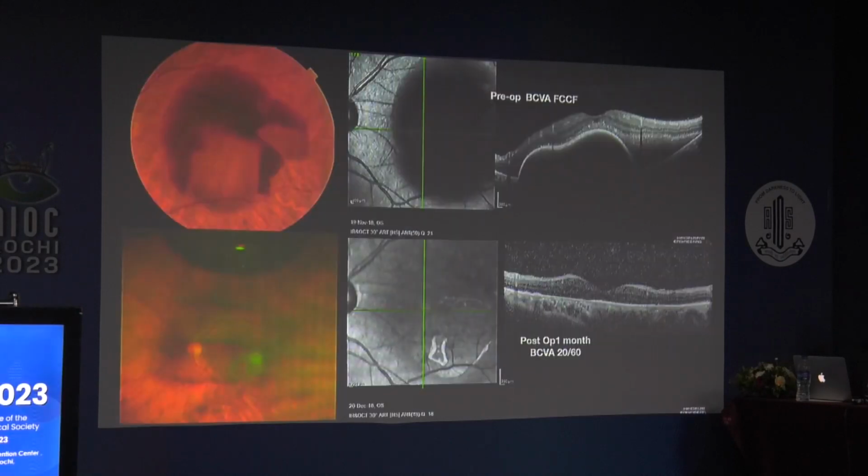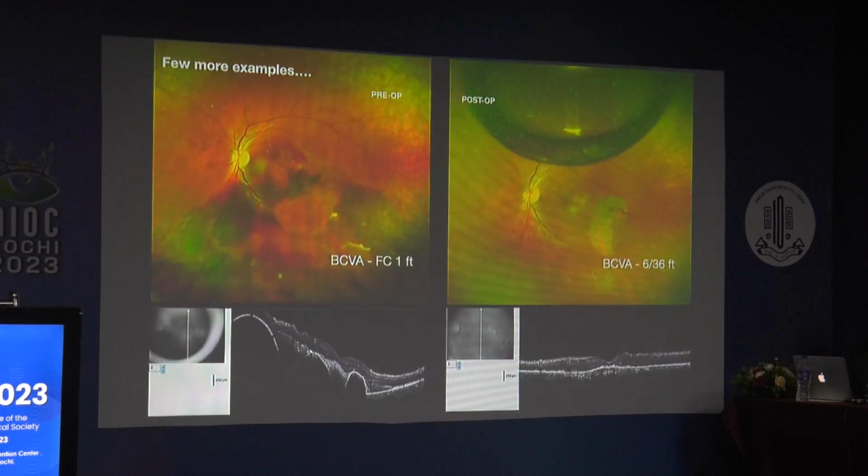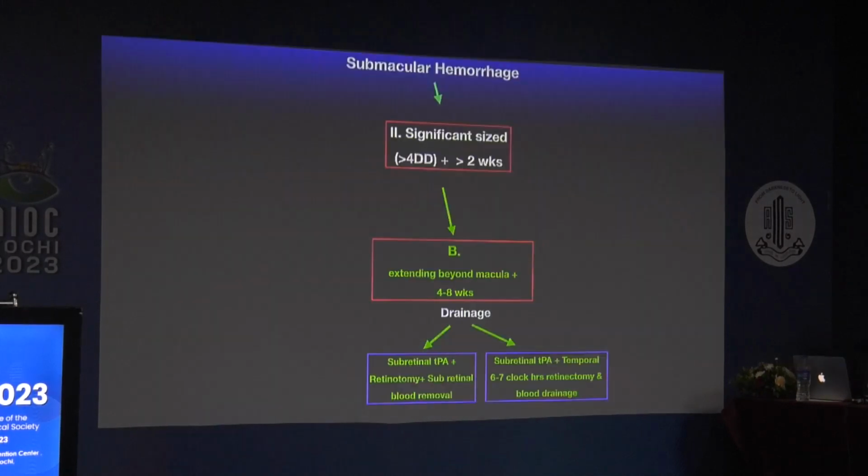So you can get a good kind of result like this. Like in other examples, you can see the resolved submacular hemorrhage after treating with vitrectomy and subretinal cocktail injection. So now coming to another category, significant submacular hemorrhage, more than 2 weeks duration and more than 4 disc diameters, extending beyond the macula, and duration is 4 to 8 weeks.